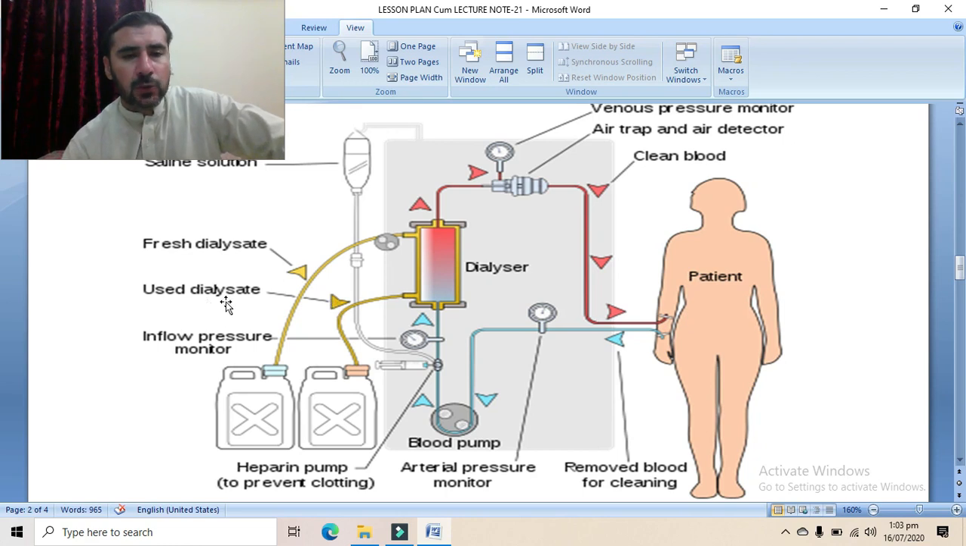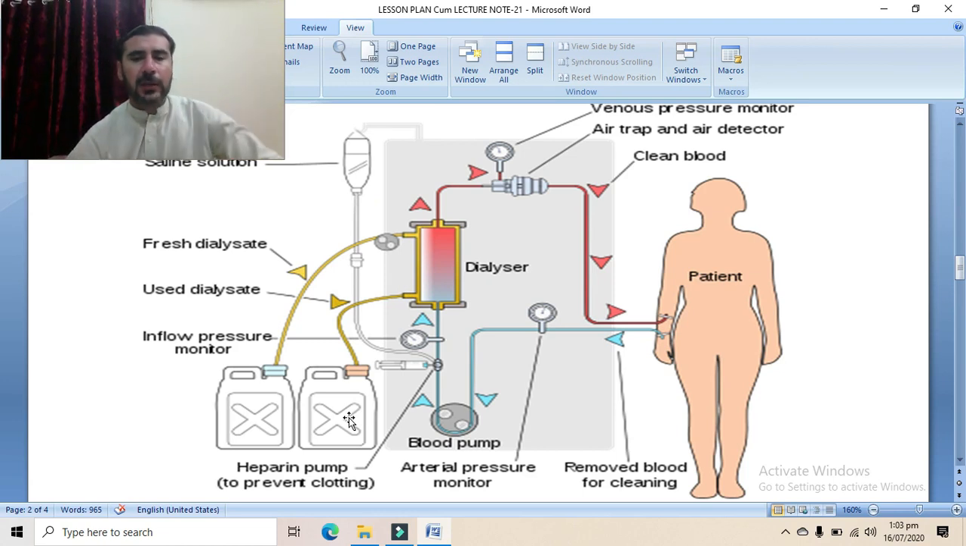This is used dialysate. It is removed here through this bag, and the fresh dialysate is entered through this tube from this bag. So from this bag, fresh dialysate is entered here, and whenever it is utilized and exhausted, it is then removed through this tube into this container, and then it is removed. So we will have a summary of all this process.